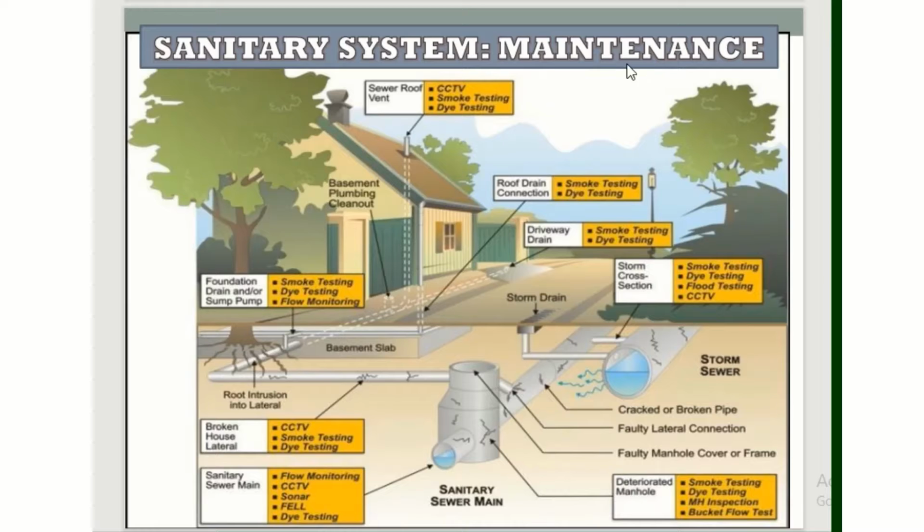Okay, so the white box you can see is the problem in the sanitary system. So the first one is the problem in sewer roof vent. Second, foundation drain or sump pump. Broken house lateral. Sanitary sewer main. Deteriorated manhole. Storm cross section. Dry field drain. Roof drain connection. That is the problem. So the yellow box is for the testing.